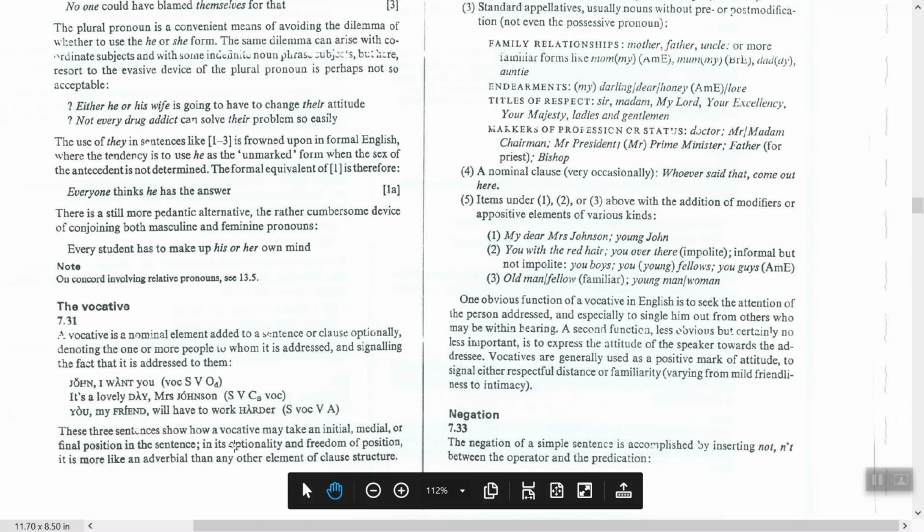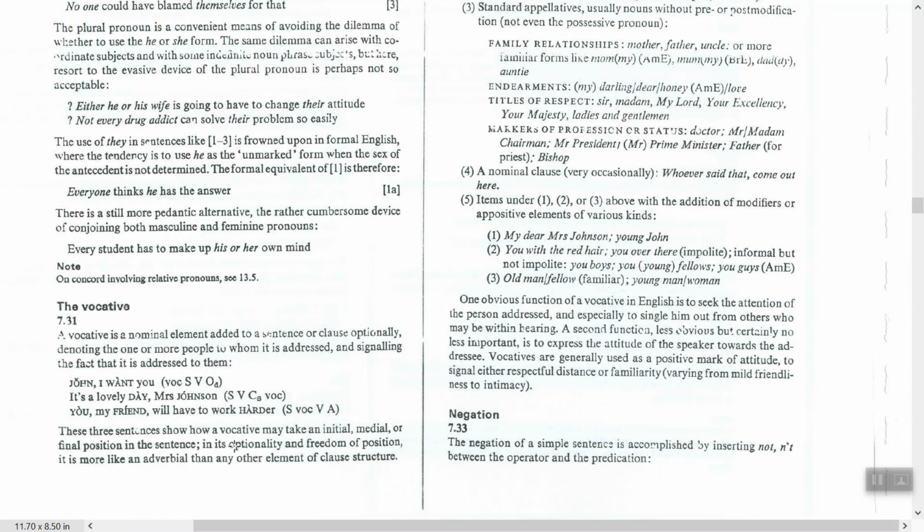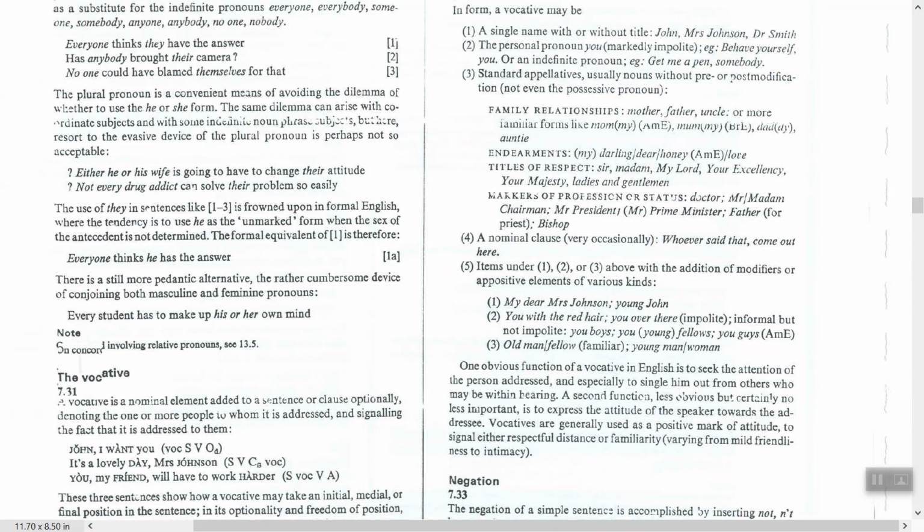You know that adverb is optional. Generally speaking, when we say it is optional, you can delete it. And you know the position of adverb. Some adverbs come at the beginning, in the middle, and in final position. Here is the same thing with vocative.